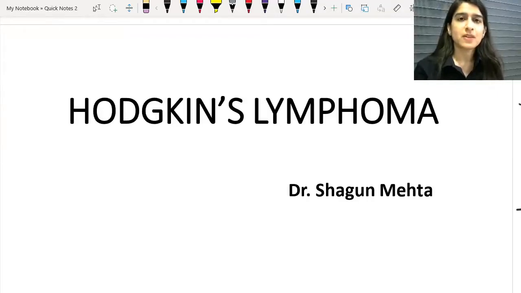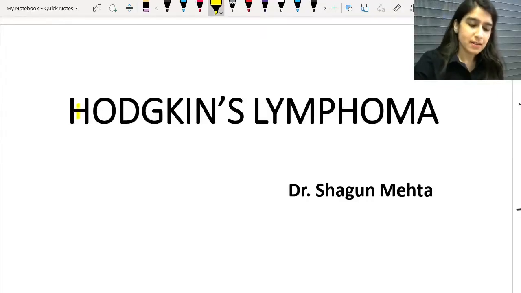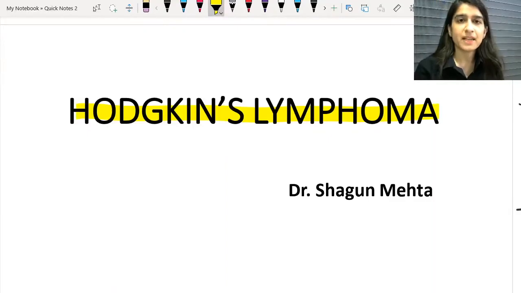The topic for today's discussion is Hodgkin's lymphoma. Now assume a clinical scenario in which a patient comes into your OPD complaining that he has multiple swellings in the cervical region. The first thing that comes to your mind, you ask the patient whether these swellings are painful or painless, and the patient replies that these swellings are painless. The second thing you ask is whether these swellings are increasing in size or not, to which he replies that yes, they are increasing in size.